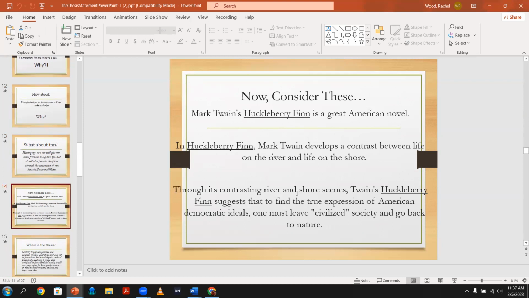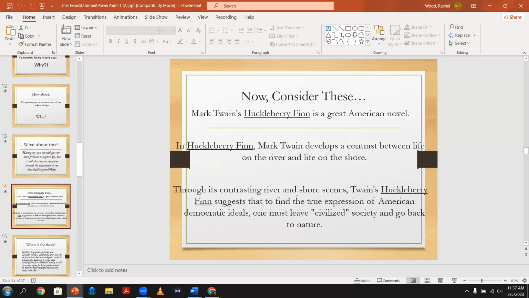Or you could look at, these are literary thesis statements. Again, I specialize in literature, so I have several literary thesis statements. So I always try to include at least one so you can see what a solid literary thesis statement looks like. This is threefold. You see the very beginning of the thesis statement: Mark Twain's Huckleberry Finn is a great American novel. Sure, that is most certainly debatable. However, revised a little bit, you see: in Huckleberry Finn, Mark Twain develops a contrast between life on the river and life on the shore.